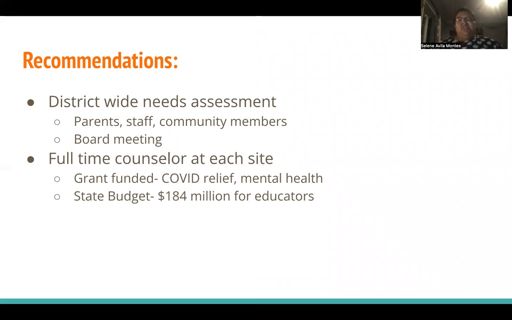My recommendations are a district-wide needs assessment among parents, staff, and community members, which can include students. Have a board meeting to really bring this to light, and then hire a full-time counselor at each site. That could be grant funded, through COVID relief, or mental health grants that are out there, or through the state budget. I know this year, $184 million was given to educators in the state of California. Those were just some of the recommendations that I had.